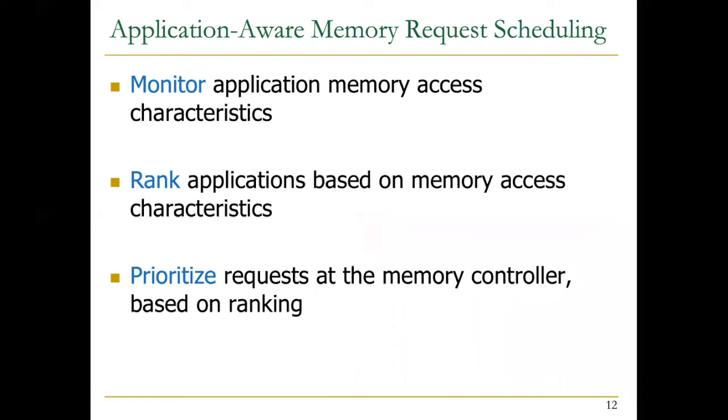For example, it ranks applications based on the slowdowns they experience and prioritizes the application that has been slowed down the most compared to when it's run alone. That's one way of ranking, right? We discussed this very briefly in memory performance attacks, and in fair memory scheduling, if you looked into some of the later works. You don't have to, but that's the idea.